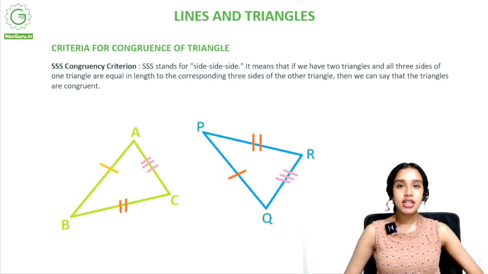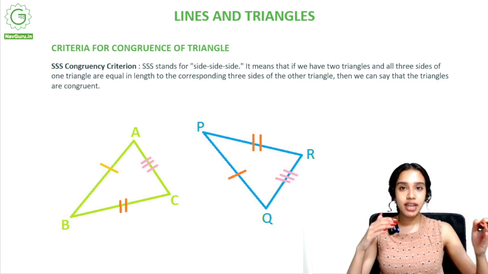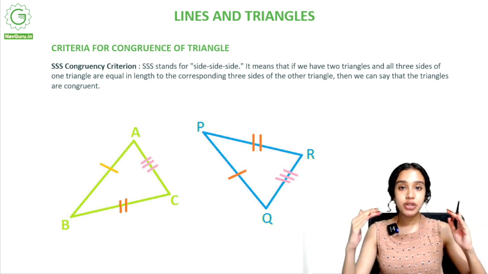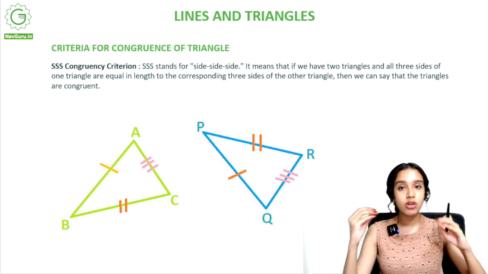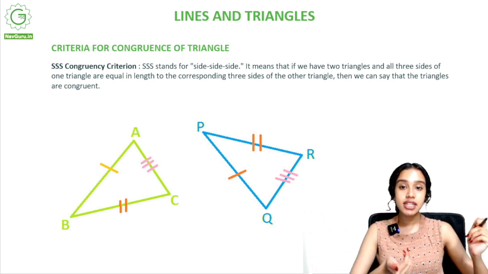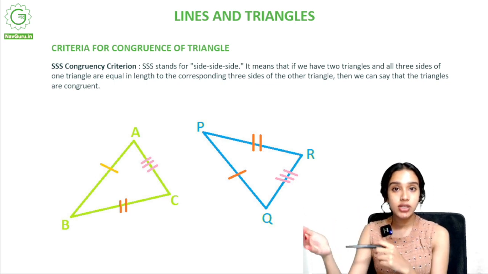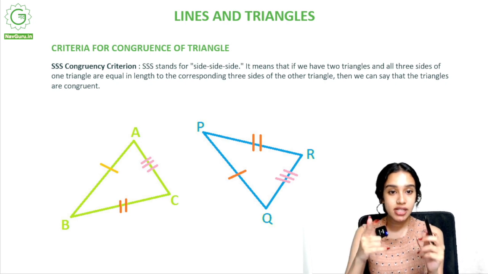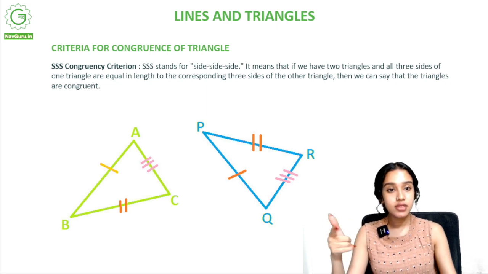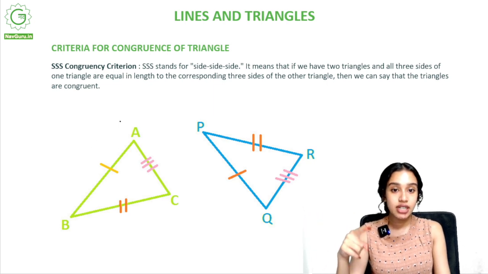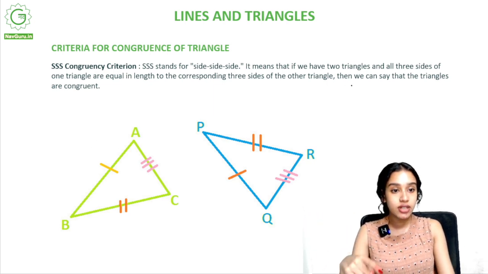Now, there are different criteria to find out whether a triangle is congruent to another triangle. Congruency means that it's the same. The first criterion is the SSS congruency criterion. SSS stands for side, side, side. It means that if all three sides of one triangle are equal in length to the corresponding three sides of the other triangle, then we can say that the triangles are congruent.